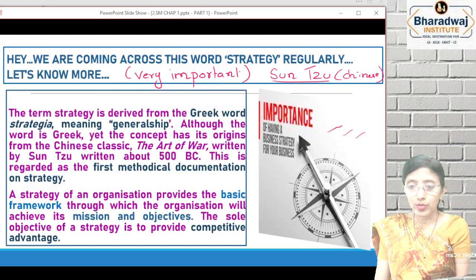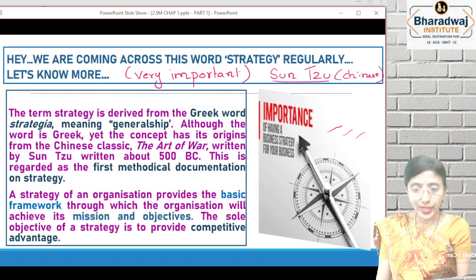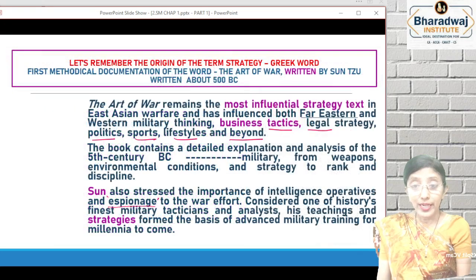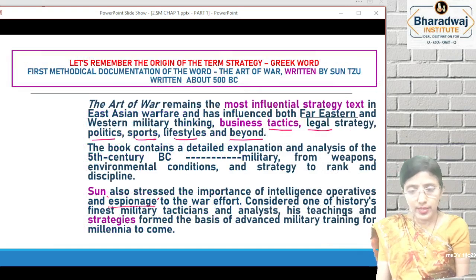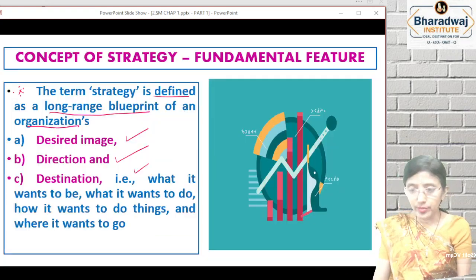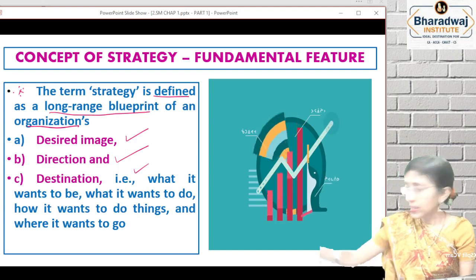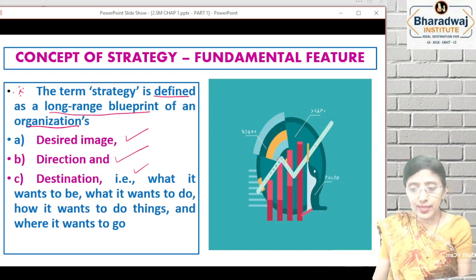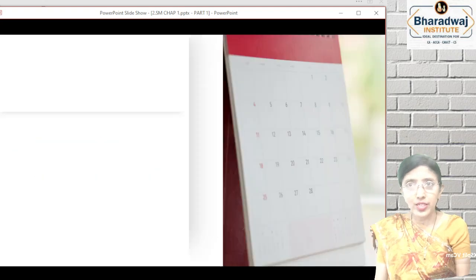See what we saw in points, how to make a chart is this. This is a very important one. Meaning of the word strategy: art of war, 500 BC, Sun Tzu. Very important. For any answer, my dear students, you can write this as a starting point. Is that clear? Okay. See, this was the original classic work. Concept of strategy, the three important points, you remember? Desired image, direction and destination.